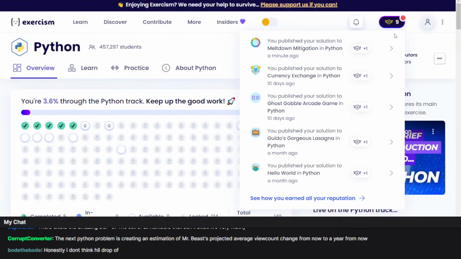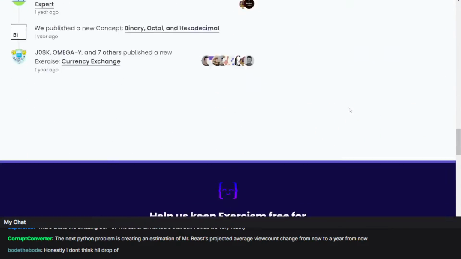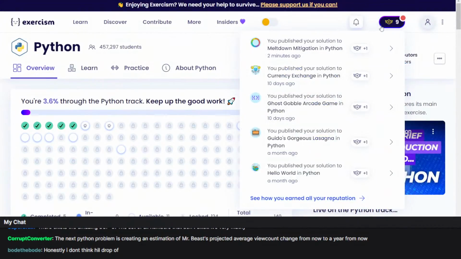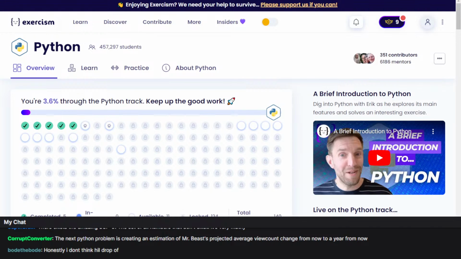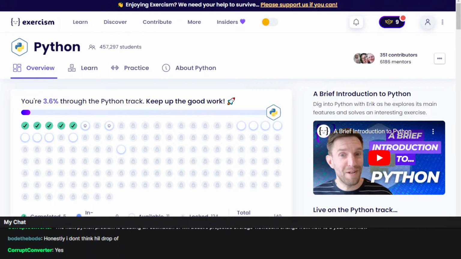Bodefi Boat says honestly I don't think he'll drop out. But yeah, do you still want to play, Corrupt? Because if so, then I guess I'll try to set up my desktop for it. Okay, cool. Corrupt Converter says yes. Oh, your computer's turning on? Cool.